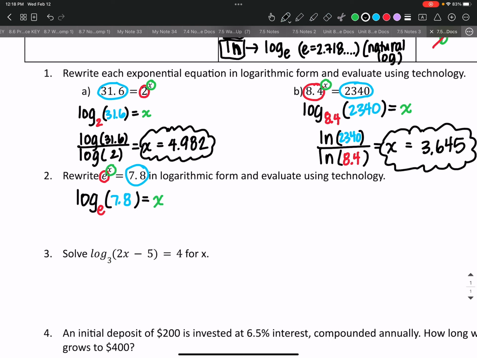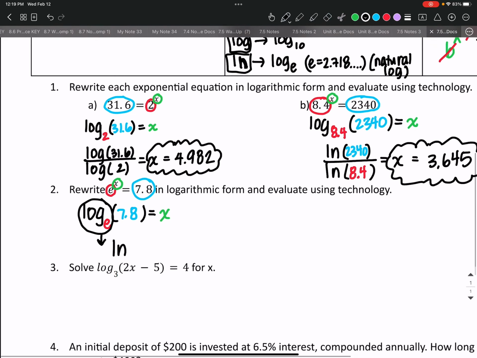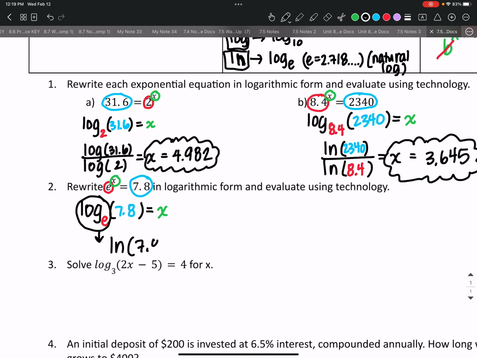I could use the change of base formula if I wanted to, but even easier, I should recognize that log base e is the same thing as ln, which is in my calculator. So I can do ln of 7.8 and get my answer. And then that would mean my answer is I have to raise e to the 2.054 power to get 7.8.